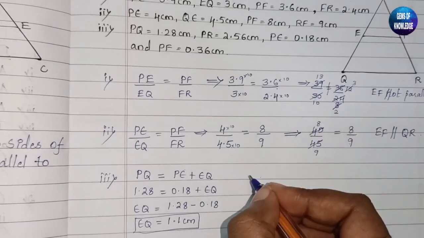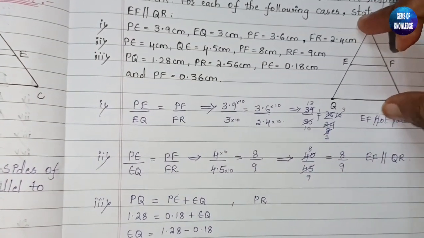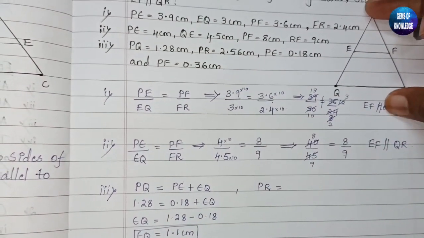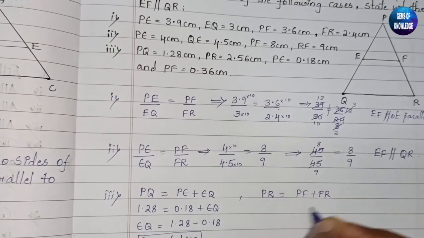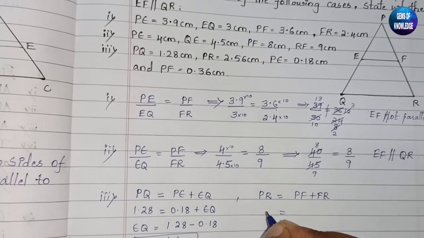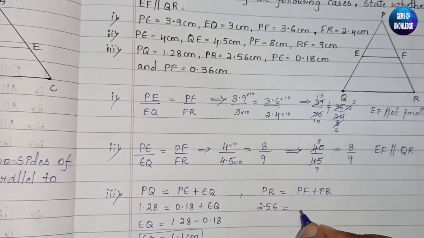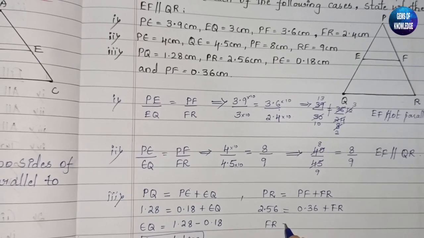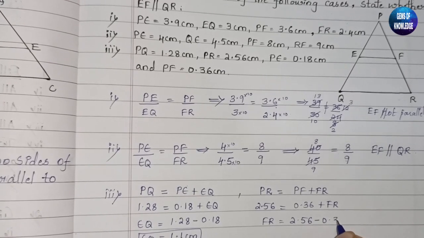So EQ we got as 1.1 centimeter. Then next they have given us PR, which is equal to 2.56. Again PR is divided into two parts, PF plus FR. PF value they have given, but the FR value we are not having. So PR is equal to 2.56, which is PF, 0.36, plus FR. If we need FR, we keep this as it is and move this to this side. It will become 2.56 minus 0.36.